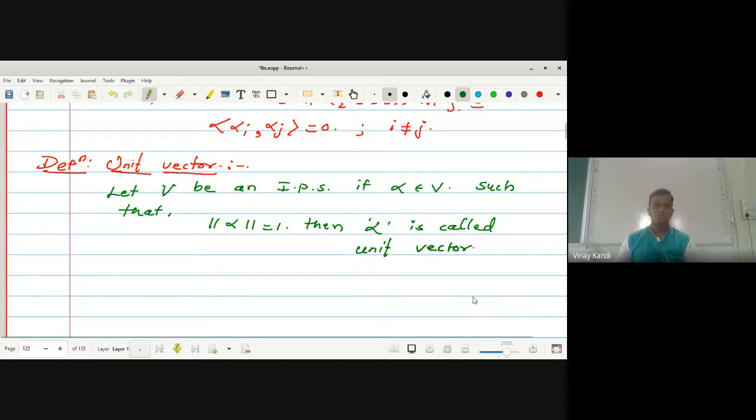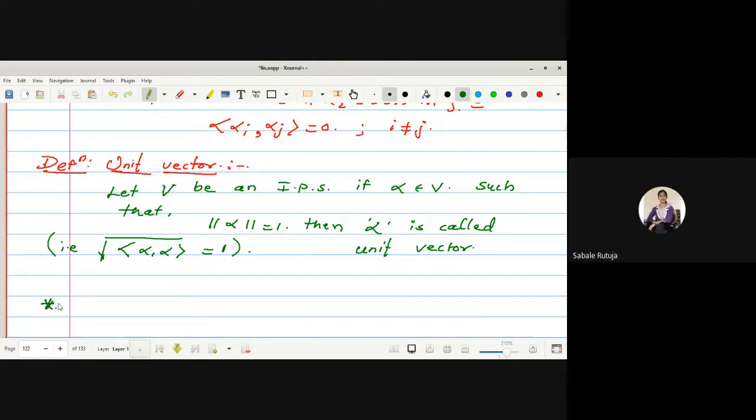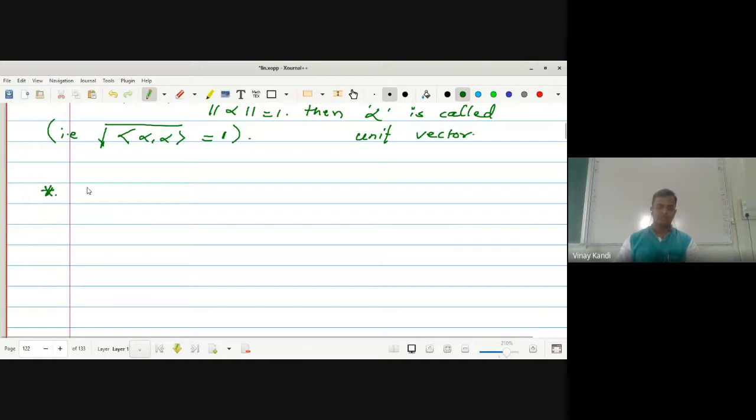Now tell me whether the zero vector is a unit vector. It is in the name itself: the norm of zero is not 1. That's why zero is not a unit vector. Any doubt? Any vector of length 1, that is norm 1, that is, the positive square root of the inner product of alpha with alpha is equal to 1, that vector is called a unit vector. Any doubt up to here? No, sir.